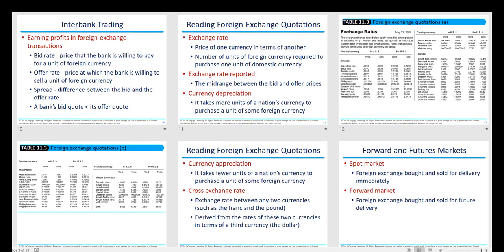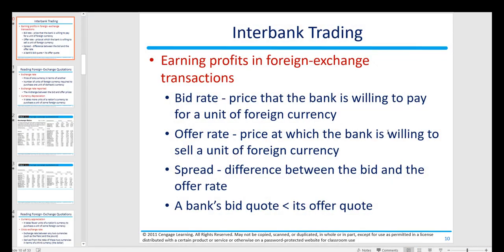So how can one profit from participating in the foreign exchange market? Well, like any other market, buy cheap, sell dear. So you need to be familiar with the terminology of the codes. The bid rate is the price that the bank is willing to pay you for a unit of foreign currency. The offer rate is the rate at which they are willing to sell you.